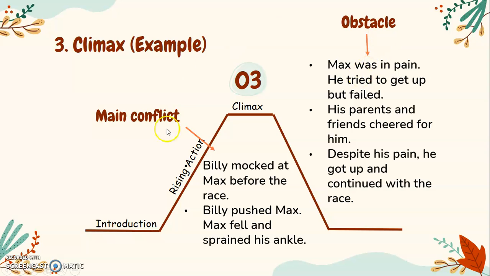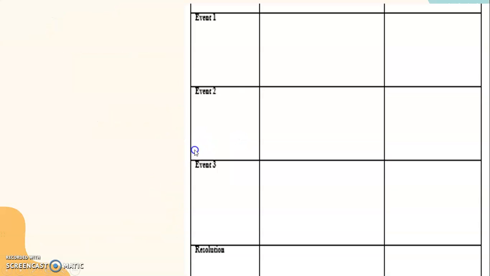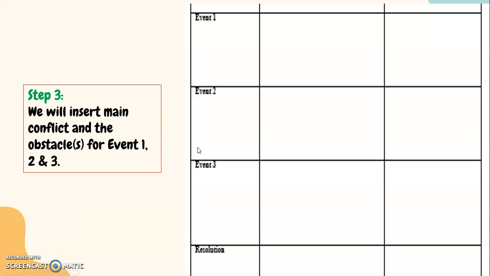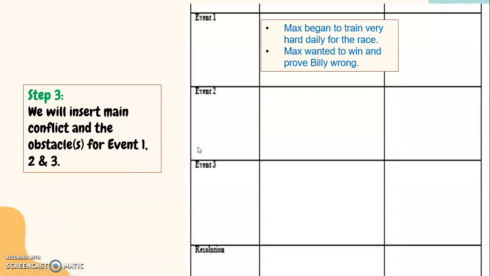So where do we insert it so we know the story mountain quite clearly, where we should write? How do we transform this into this? Okay, very simple. We'll insert the main conflict and obstacle for events 1, 2, and 3. So this is the rising action.